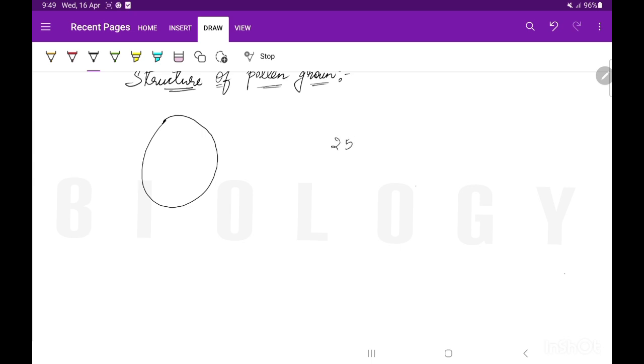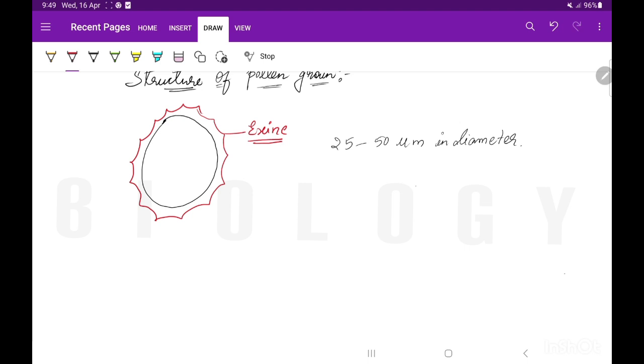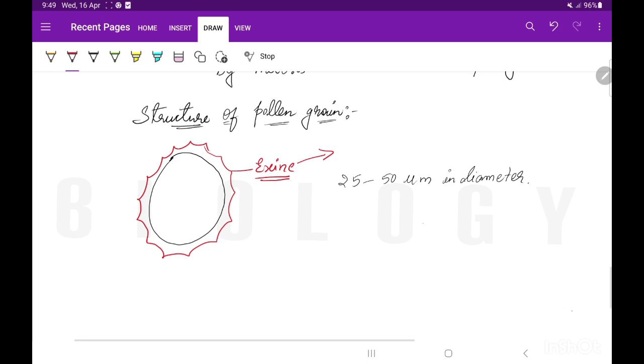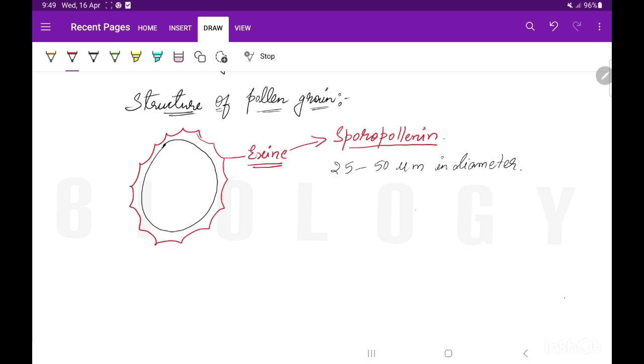Which is about 25 to 50 micrometers in diameter. It is prominently having two layers. The hard outer layer is called exine, which is made up of a chemical called sporopollenin, which is one of the most resistant organic materials known.